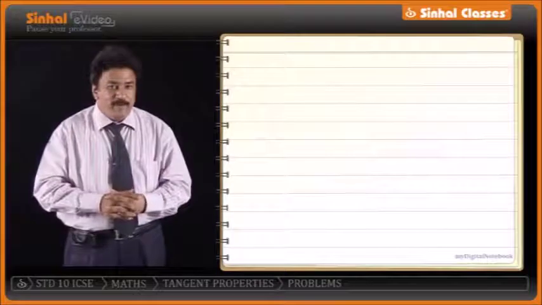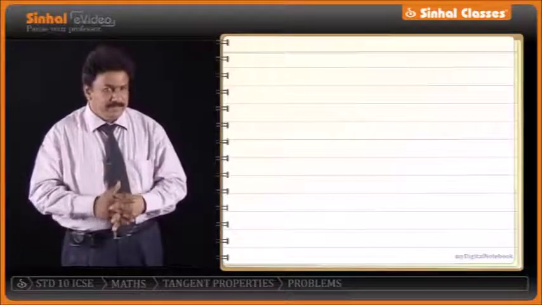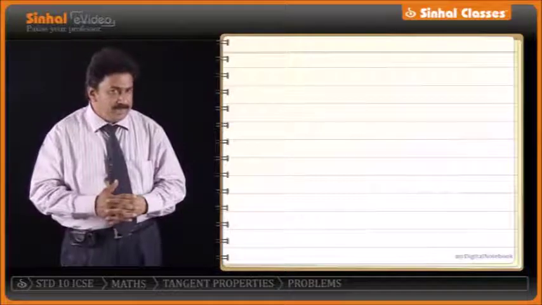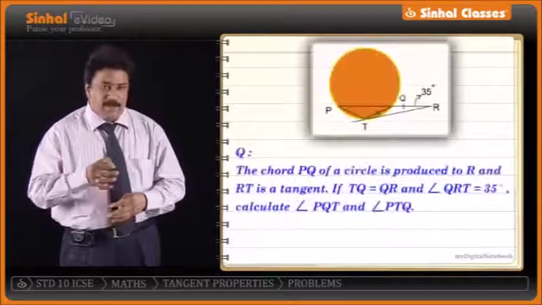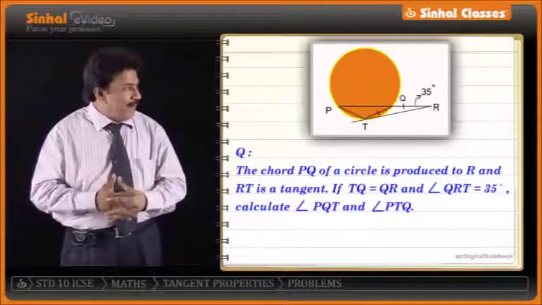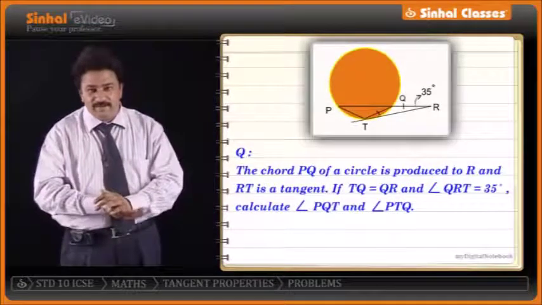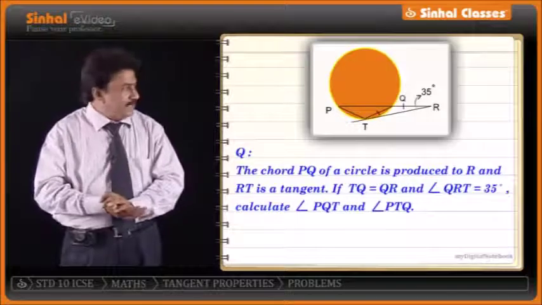See the next sum, what is given to you. See the figure very carefully. I read the sum. Let's see what is given. The chord PQ of a circle is produced to R and RT is a tangent. Okay, no problem. What else?